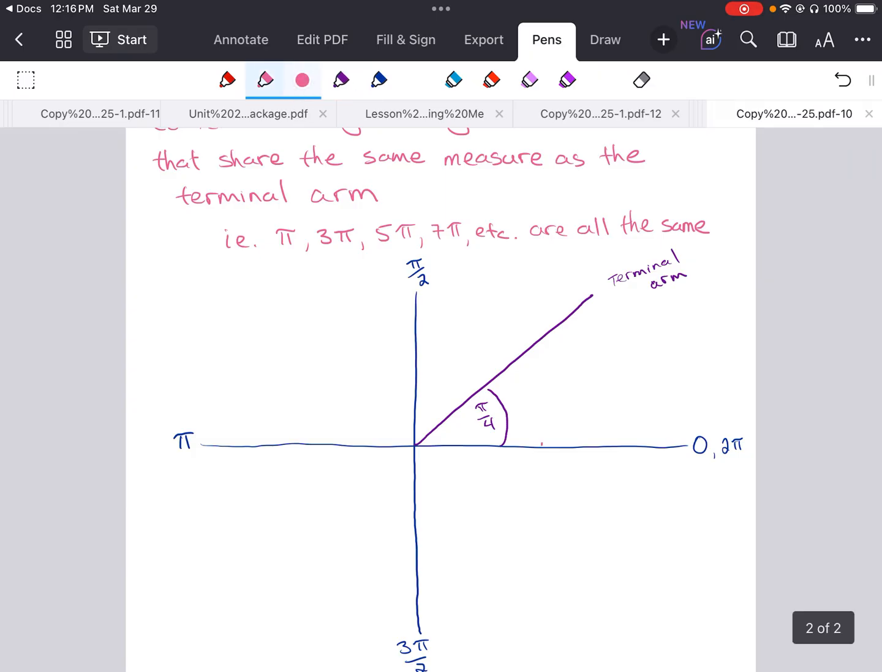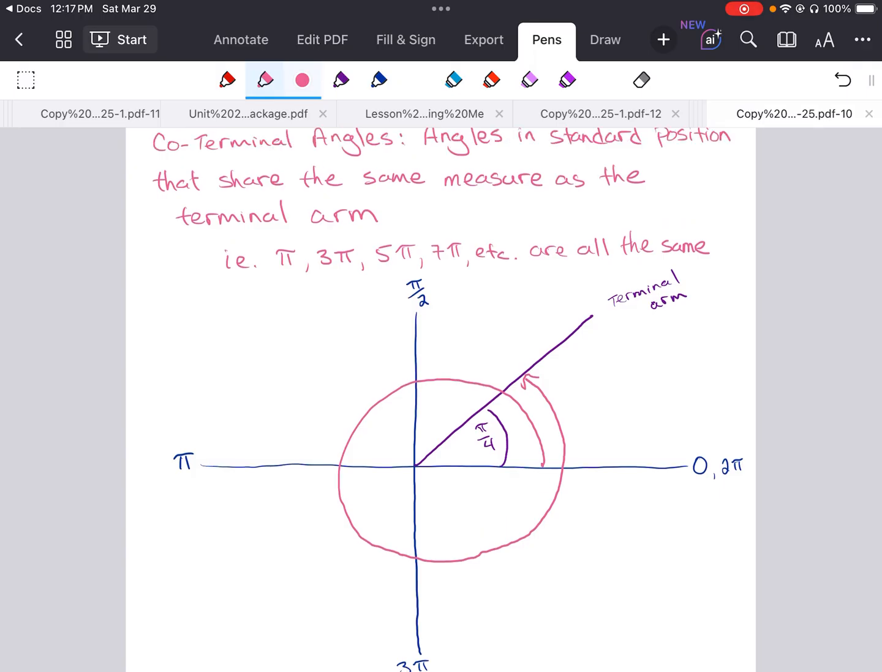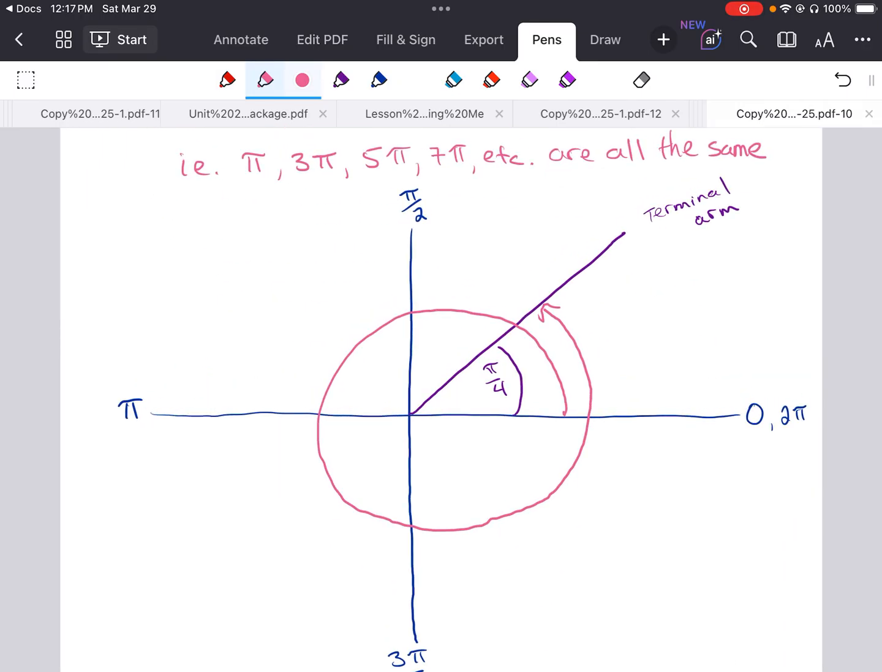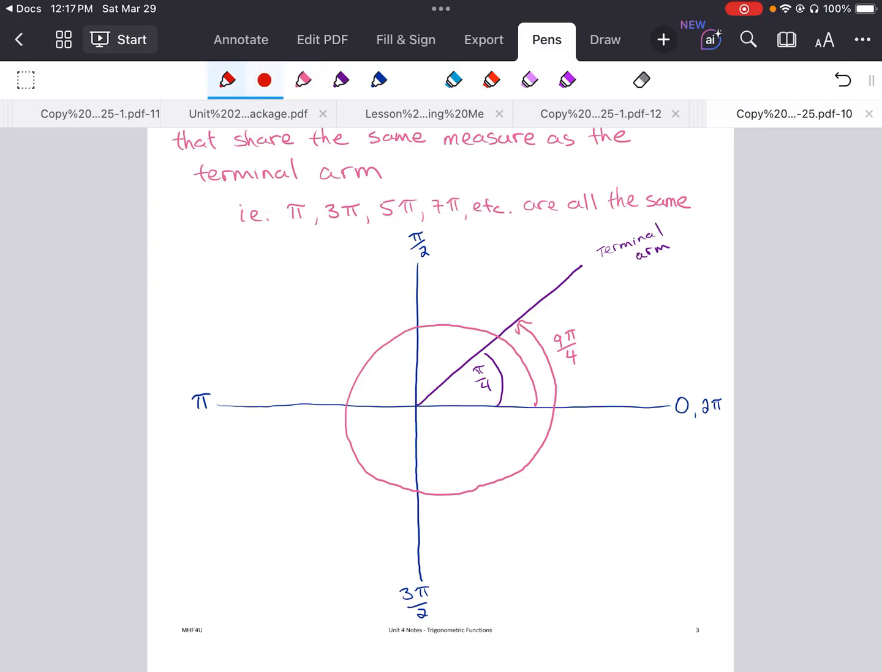But if we had an angle that went all the way around the circle and ended up in the exact same spot, just having gone all the way around the circle, okay, so if we're counting by fours, pi would be 4 over 4, 2 pi would be 8 over 4, and we're going another one, so this would be 9 pi over 4. They mean the same thing. Okay, so what we're getting here is pi over 4 is equal to 9 pi over 4.